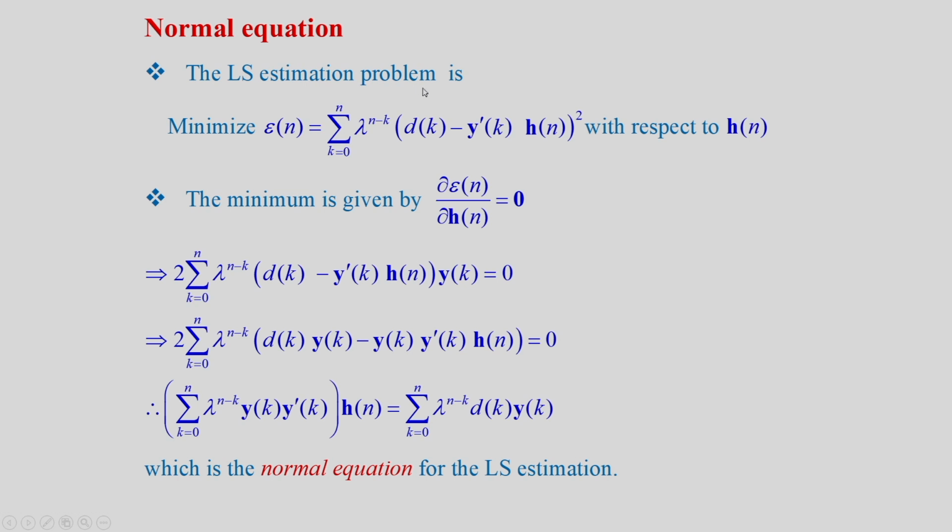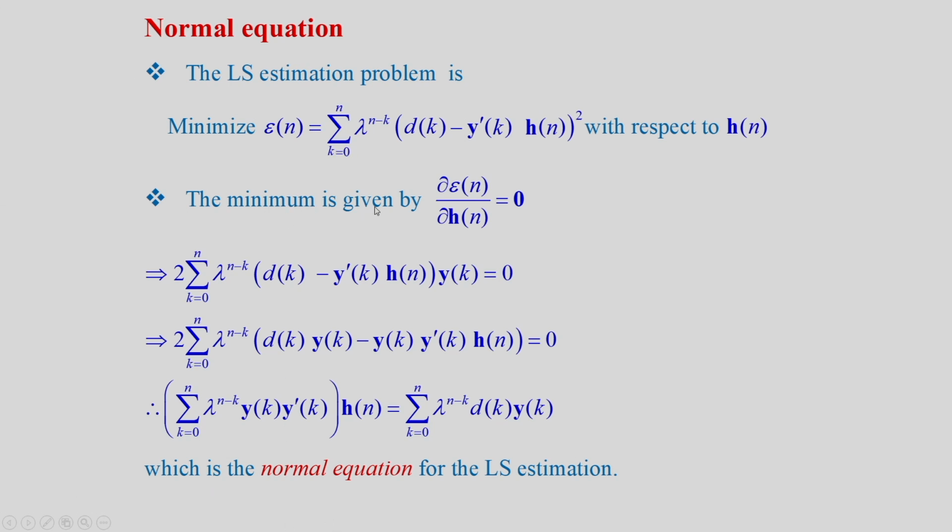Now, the LS estimation problem is given by: minimize the sum square error up to instant n. This is given by summation lambda to the power n minus k into dk minus yk transpose into hn, whole square, k going from 0 to n. This is the sum square error. This sum square error we have to minimize with respect to hn vector. So, each component of hn we have to use for minimization.